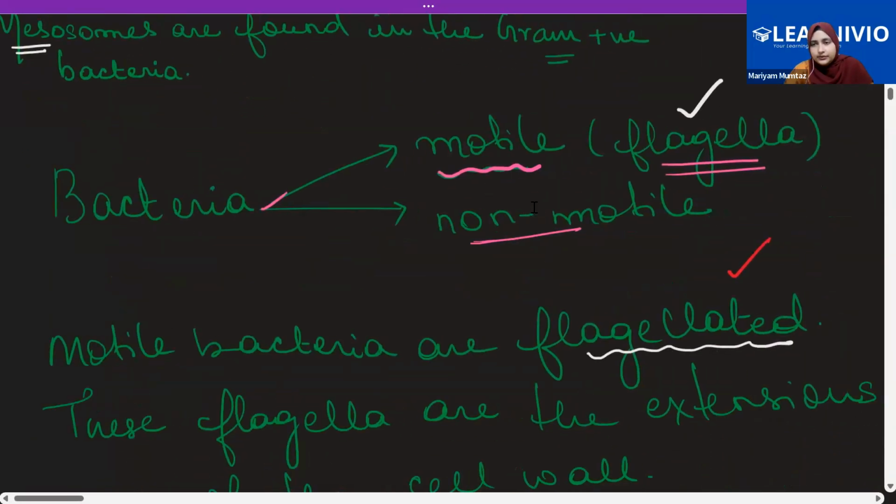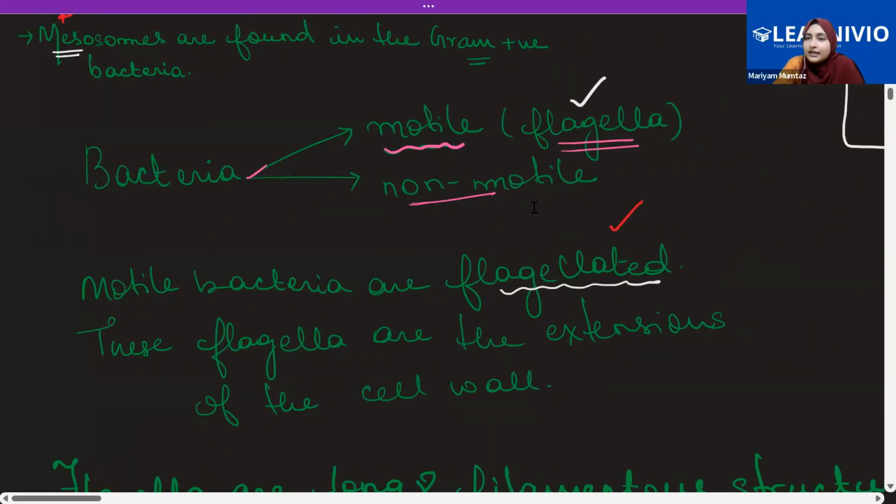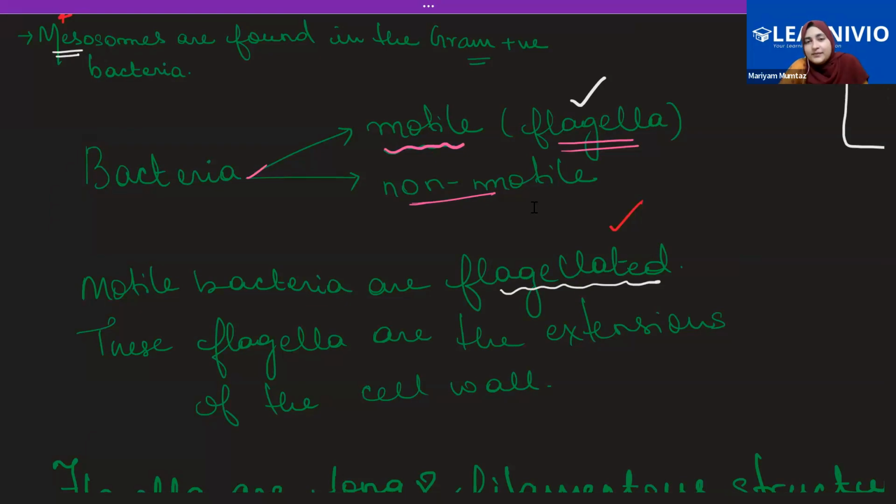No, ma'am. Okay. Now, depending upon whether they can move or they cannot, bacteria are of two types, motile and non-motile. Now, motile bacteria are the ones that have a flagella present. Flagella is the structure for locomotion. So, those cells that have a flagella present will be called motile. Okay, they'll have this property of motility in them. Whereas the ones that do not have it present, we will call non-motile.